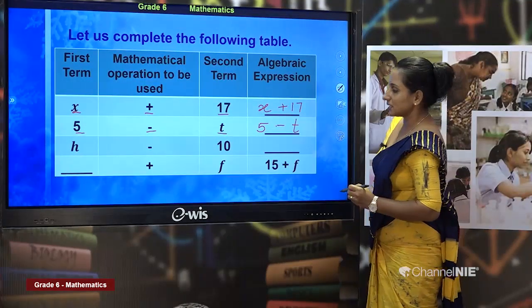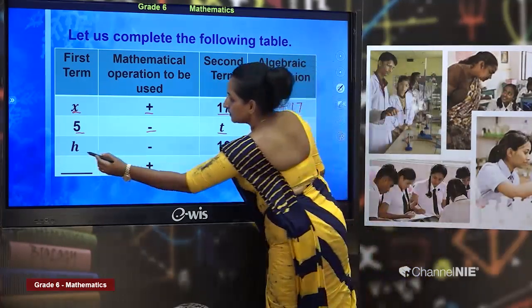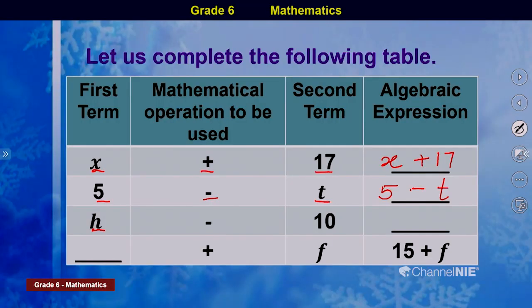Let's move to the third example. My first term is h. What is my mathematical operation? It is subtraction. Then my second term is a number 10. Then shall we write an algebraic expression using this? My first term is h. Then the mathematical operation is subtraction and the number is 10. I get h minus 10.